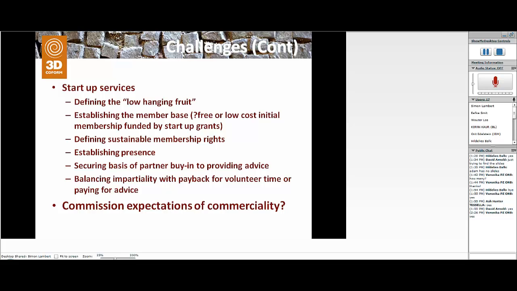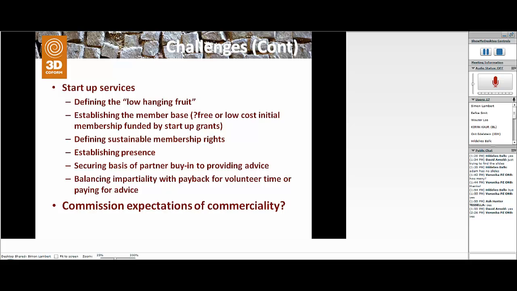Establishing the member base, we have a list of hundreds of organisations that have shown interest and have responded to mailings and so on. Turning that contact list into a member base, we think probably the best way of going about that is to offer initially a free or very low cost initial membership and fund the organisation at a low cost base through startup grants while we do the transition to demonstrating the worth of being a member.